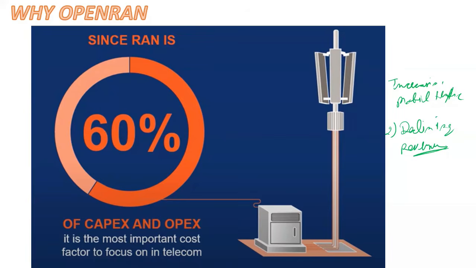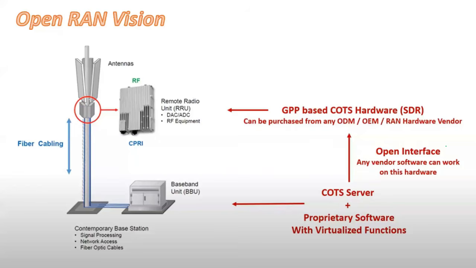This creates vendor lock-in, because the general consensus is that RAN is 60% of CapEx and OpEx. Open RAN helps significantly reduce RAN cost, and reducing RAN cost can significantly impact mobile operators. They can cut down their CapEx and OpEx, right? So this is the vision of Open RAN. The COTS remain the same as in the vRAN, but now the RRU is replaced by COTS hardware as well.